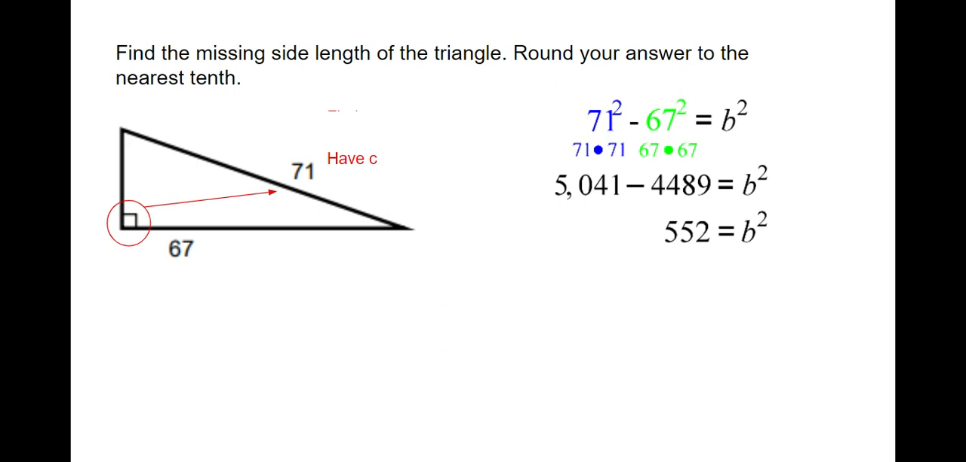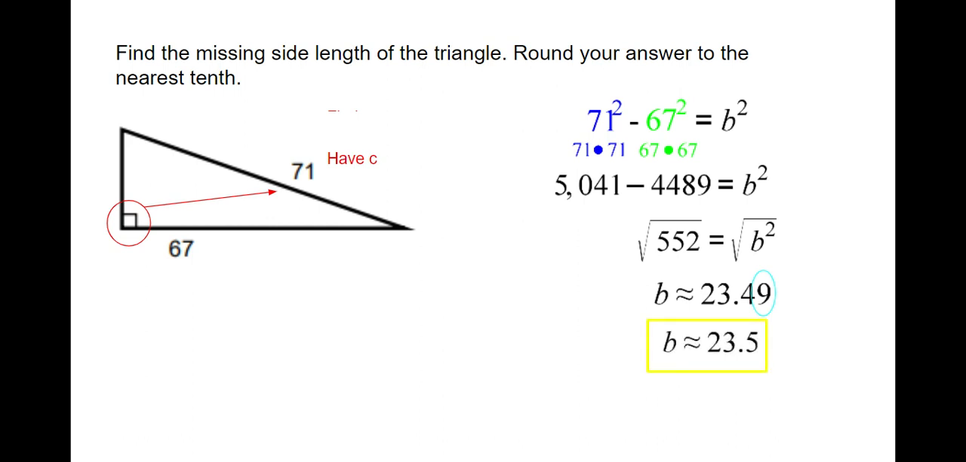But again, I want 1b, not b squared. So I have to take the square root of 552. And I get that b is about 23.49. I look at that 9, and that 9 tells me that I need to round that 4 up to a 5. So my answer here would be that the missing side length is 23.5.